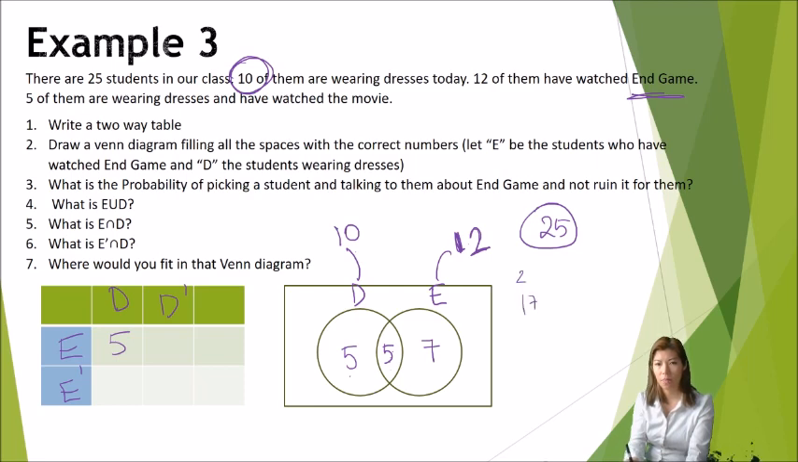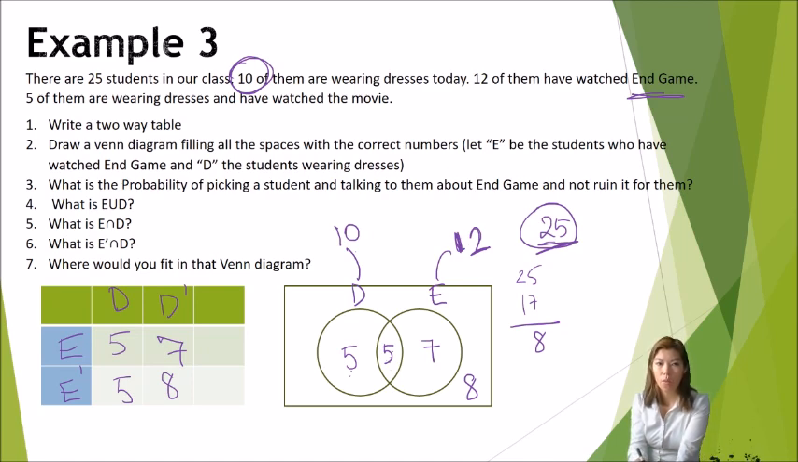How many students are missing? They're missing 8 students. So the other 8 students go in here. Double check, 5 plus 5 plus 7 plus 8 is 25. So we're good to go. Now we can fill this up. So 8 goes there. E intersect not D is 7, and D not E is 5. So now we can answer the question. Write a two-way table. Done. Draw a Venn diagram filling the spaces.